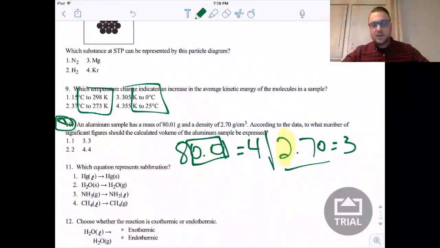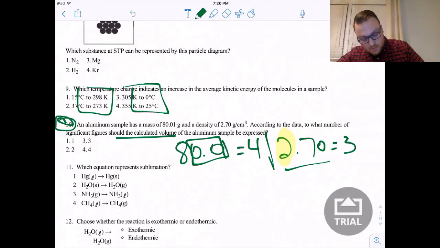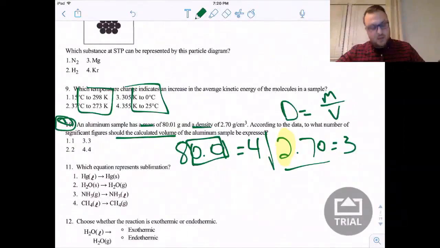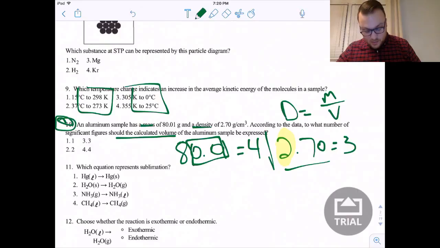Now, what was the question? Because we haven't even gotten to the question yet. It's asking you to calculate the volume. If you were to do that, how many sig figs should your answer have? So I see mass, I see density, I see volume. This is a density equation manipulation. So I got D equals M over V. It's a multiplication and division scenario. And when you have a multiplication and division scenario, it's all about which of my numbers has the lowest amount of sig figs. The lowest one is 3. The answer is 3.